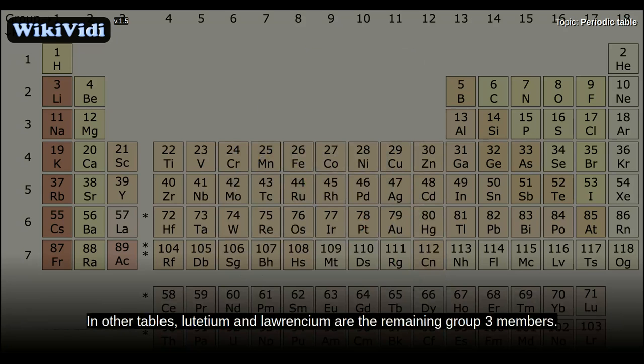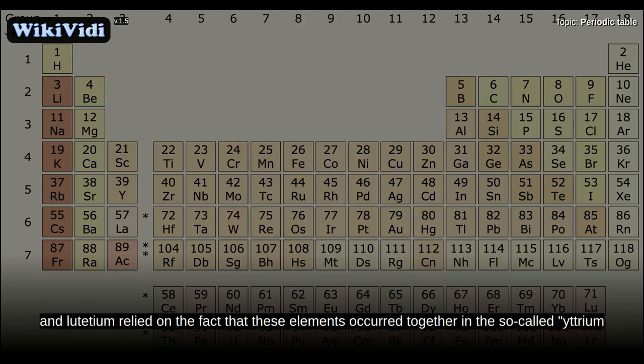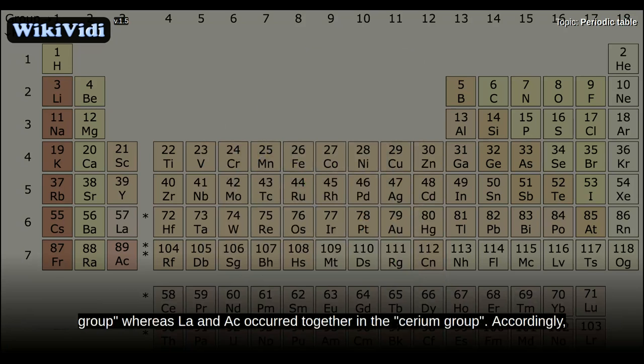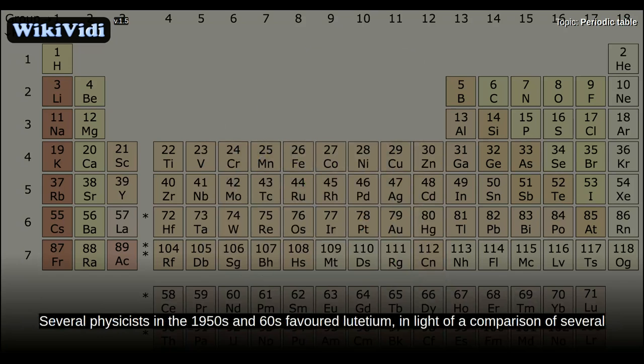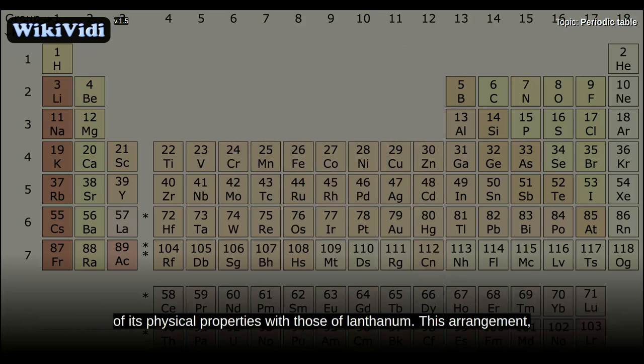In other tables, lutetium and lawrencium are the remaining group 3 members. Early techniques for chemically separating scandium, yttrium, and lutetium relied on the fact that these elements occurred together in the so-called yttrium group, whereas lanthanum occurred together in the cerium group. Accordingly, lutetium rather than lanthanum was assigned to group 3 by some chemists in the 1920s and 30s. Several physicists in the 1950s and 60s favored lutetium, in light of a comparison of several of its physical properties with those of lanthanum.